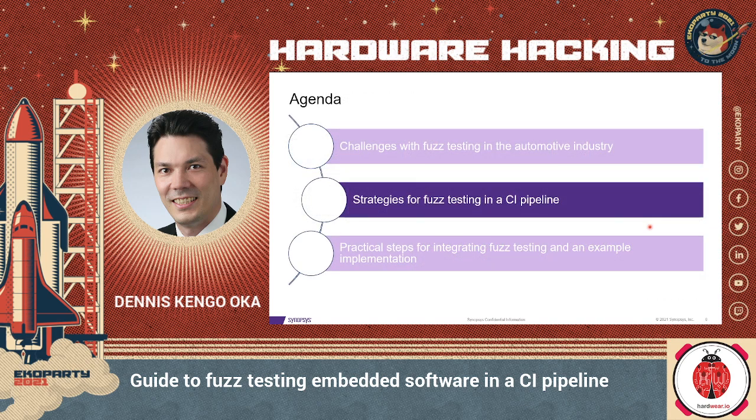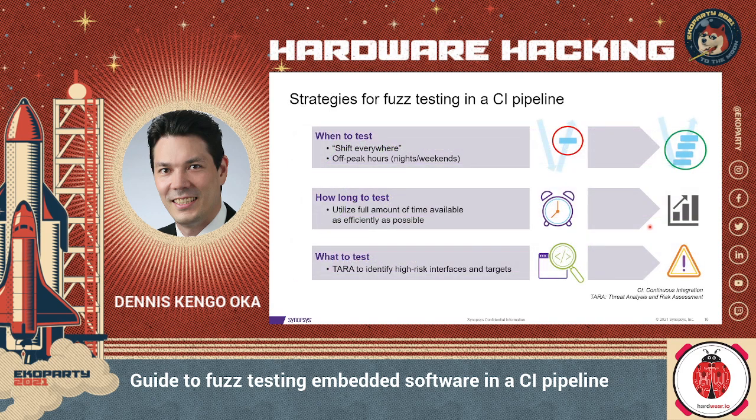So with this understanding of the challenges for integrating fuzz testing into the CI pipeline, let's take a look at some of the strategies that we can apply in order to successfully integrate fuzz testing into a CI pipeline. Regarding the strategies for fuzz testing in a CI pipeline, we have a number of questions we have to ask ourselves. We see here on the left-hand side a number of questions, and we'll go through these one by one and explain a little bit about how these questions can be addressed.